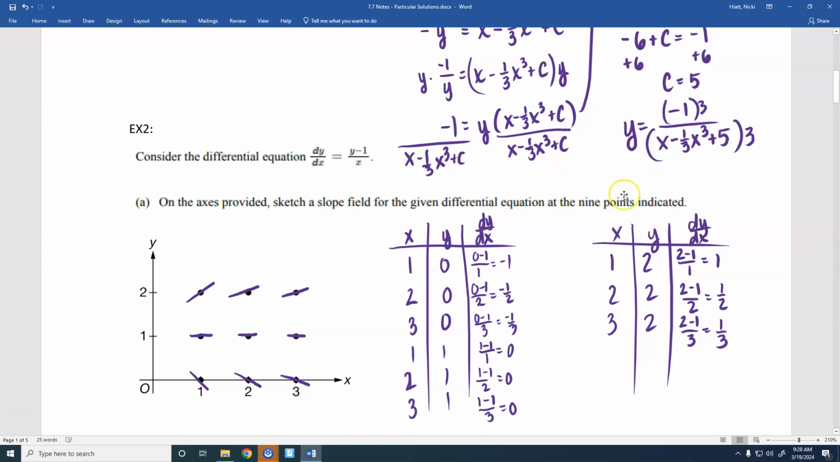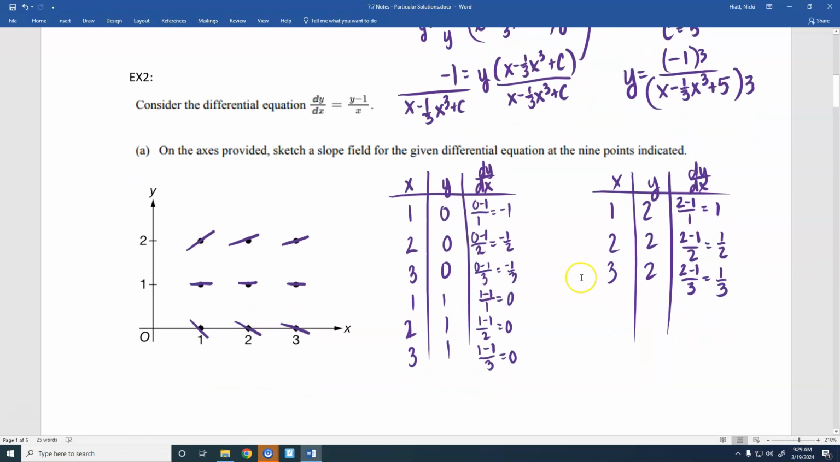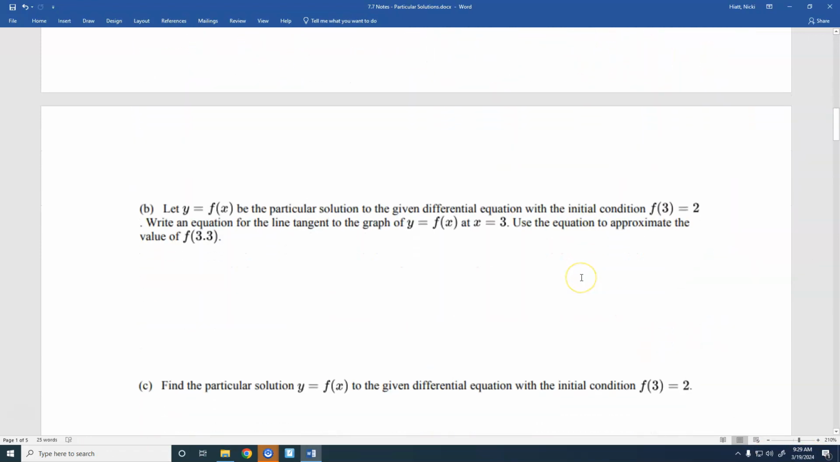The table is totally unnecessary. If you are really good at doing this in your head, do it in your head. You'll be much quicker if you do that. But you can make it if it helps you. All right. So it says let y equal f of x.